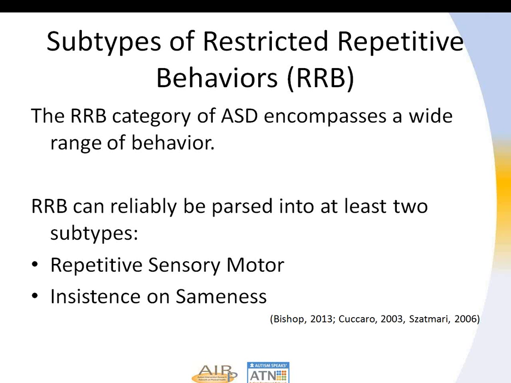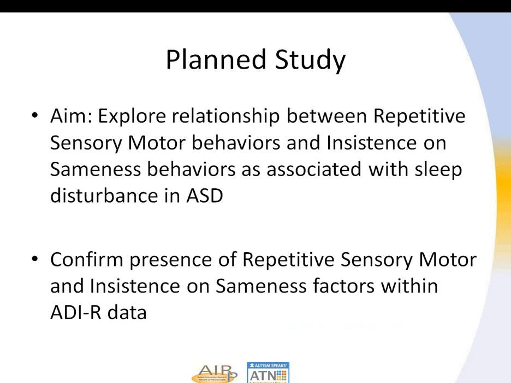To our knowledge, no previous research has examined the association of separate repetitive sensory motor behaviors and insistence on sameness behaviors with sleep problems. It is likely that the intensity and type of restricted repetitive behavior is associated with being a good sleeper versus a poor sleeper. Our aim is to explore the relationship between specific types of restricted repetitive behaviors and sleep, and we'll begin by seeking to confirm the presence of these behavioral clusters within ADIR data. The AS ATN Registry represents an ideal, large, well-characterized sample in which to test hypotheses.